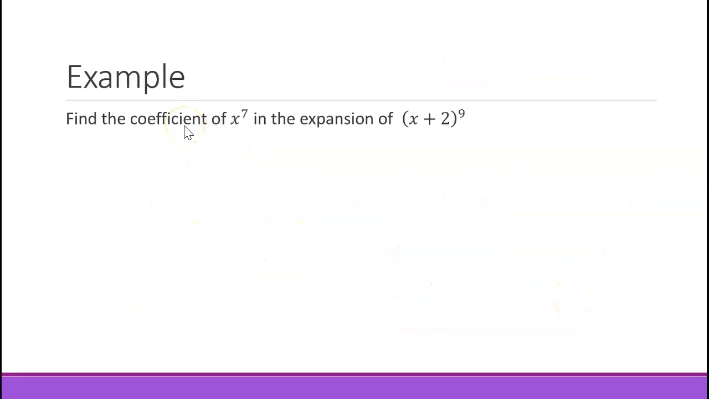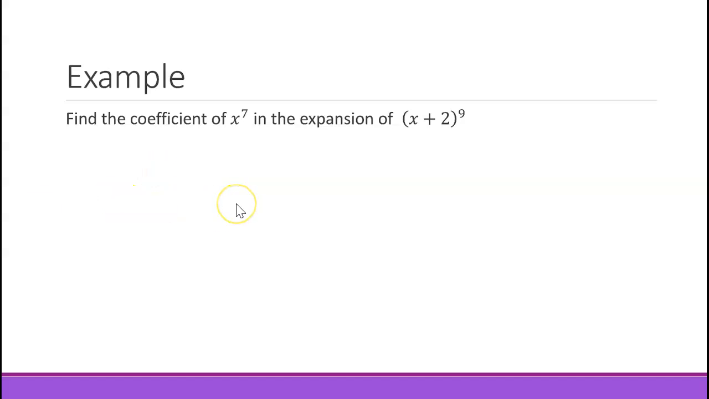Now in this next example, we're not going to find the entire expansion. We're simply asked to find the coefficient of x to the seventh in the expansion of quantity x plus 2 to the 9th power. So the idea isn't to do the entire binomial expansion and then just look at what's the coefficient of x to the seventh. So we actually want to make shorter work of this, right?